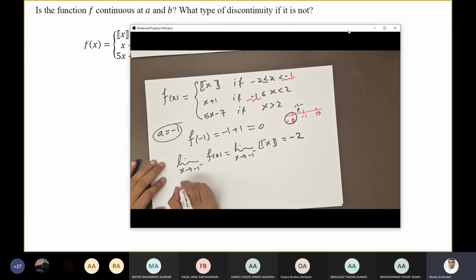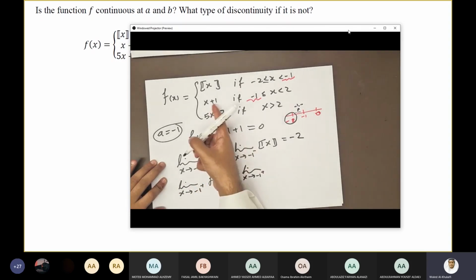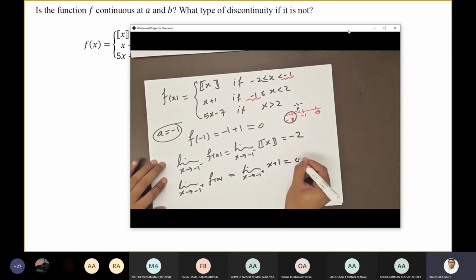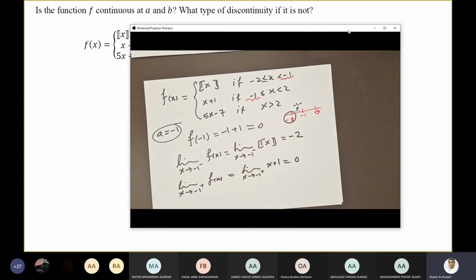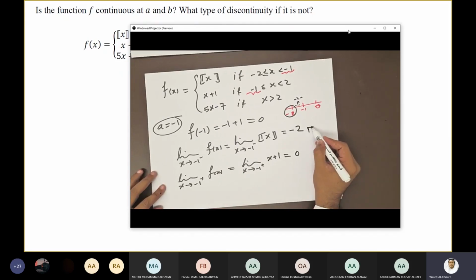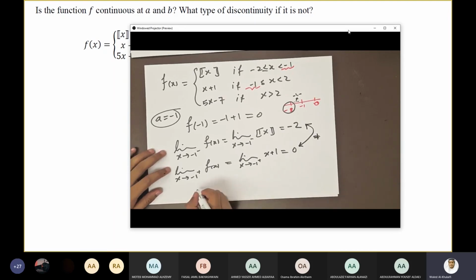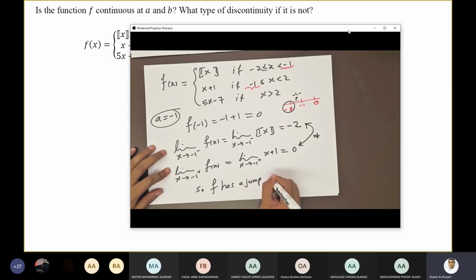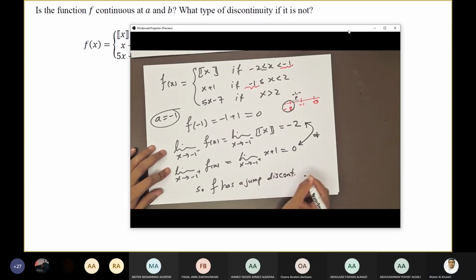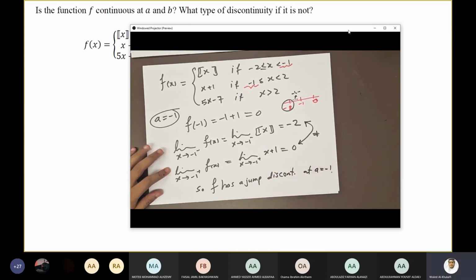Right. When I take the limit as x approaches -1 from the right of f of x, it should be this definition, which is equal to 0, which is equal to the value of the function here. But look here, the limit here is not equal to the limit here. It jumps. So f has a jump discontinuity at a equal -1.